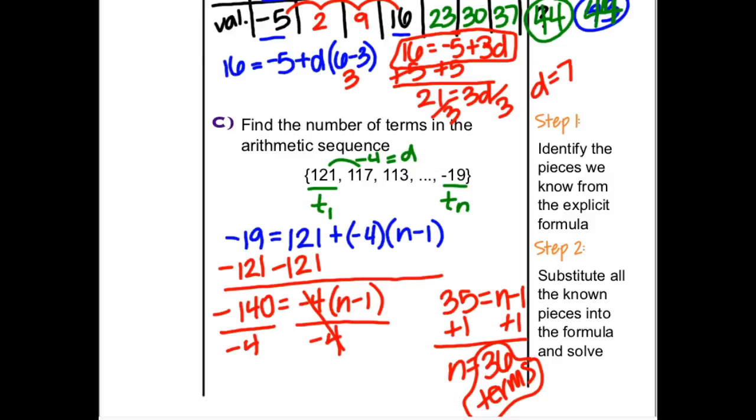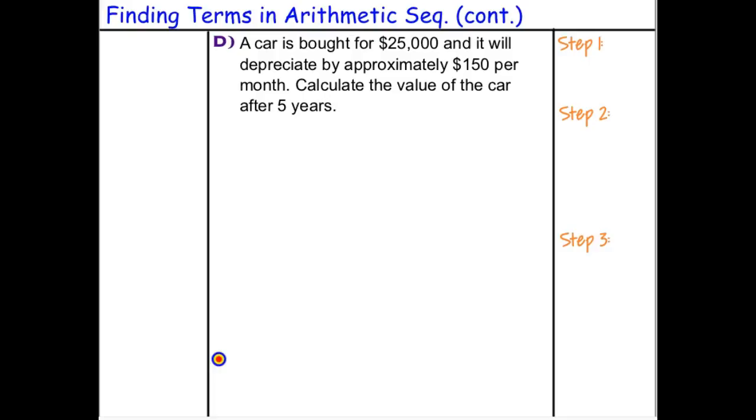Our last piece is going to be your favorite and mine, a word problem. So we have this word problem: a car is bought for $25,000 and it will depreciate by approximately $150 per month. We want to calculate the value of the car after 5 years. All right, our first step is going to be setting up our sequence. So we want to look at this sequence and we can start finding our numbers.